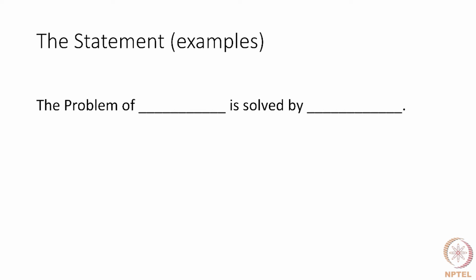Now let's look at a few examples of how this can be done. So this is the generic statement, the generic part in the problem solution statement. The problem of ___ is solved by ___. Everything else which you would eventually fill in the blanks can vary. Now let's take a look at a few examples.